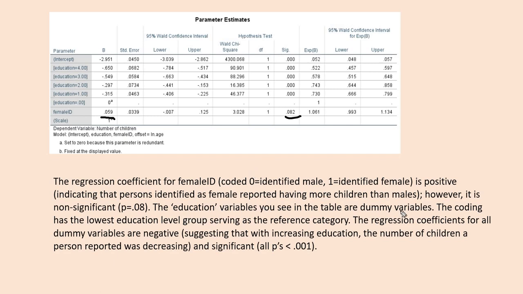The education variables, as I said, are dummy variables, and the coding has the lowest education level group serving as a reference category. So we see that the regression coefficients for all the dummy variables are negative, suggesting that with increasing education the number of children a person reported was decreasing. All of those dummy variables were statistically significant in terms of their predictive capabilities.